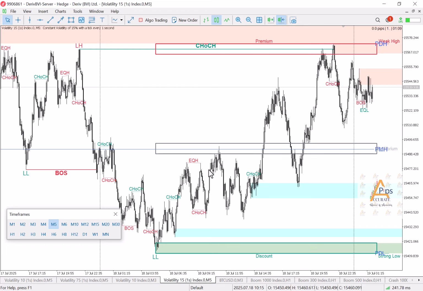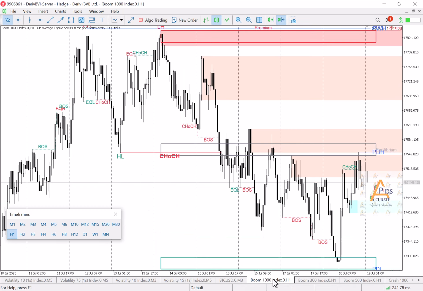All right, so I told you guys that I will show you the fact that this system works on Boom and Crash. So this is Boom 1000. As you can see, price here reacting on this zone, giving us the sell, reacted on this zone again, gave us the sell, retested it, gave us the sell. But we'll talk about all those things in future videos.